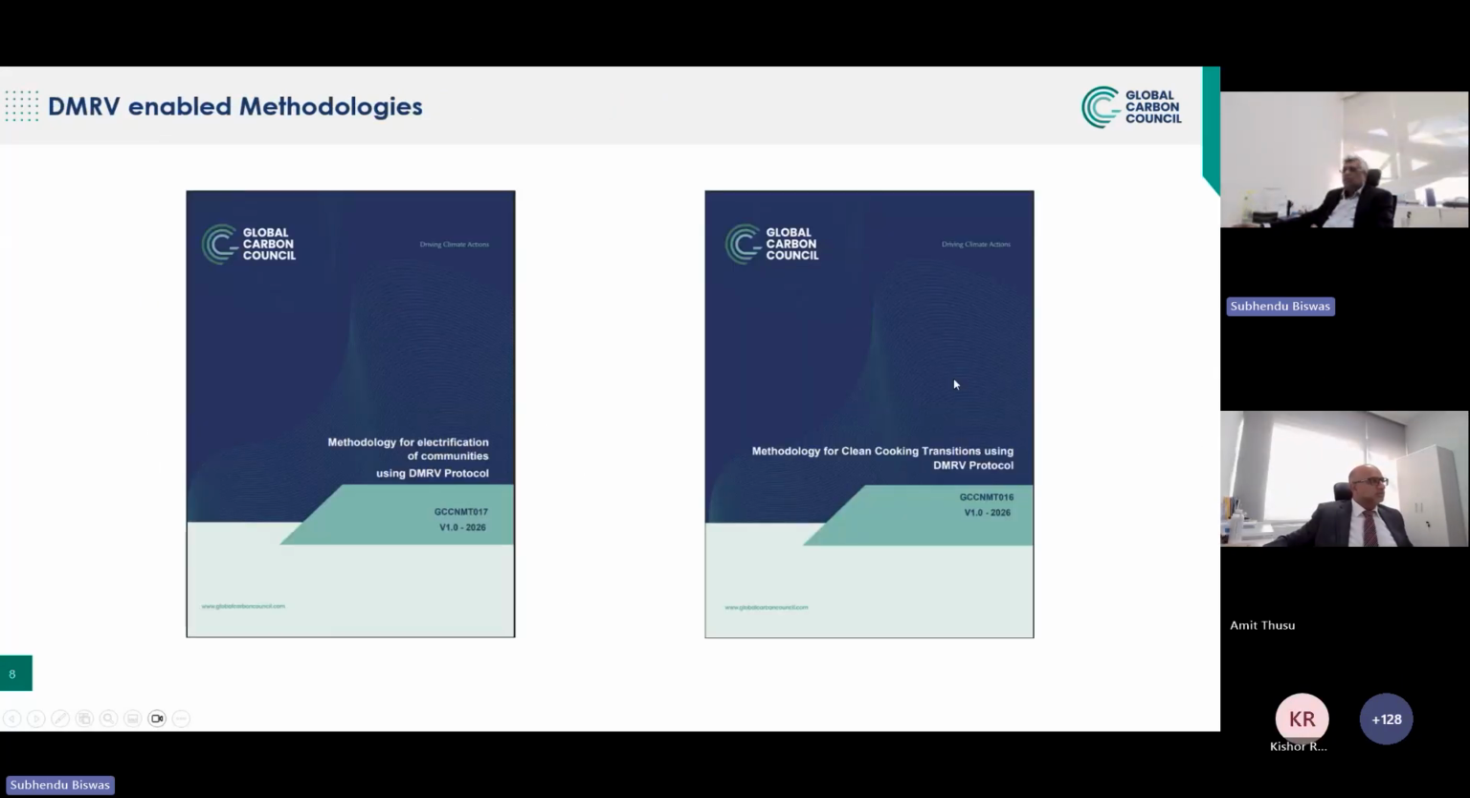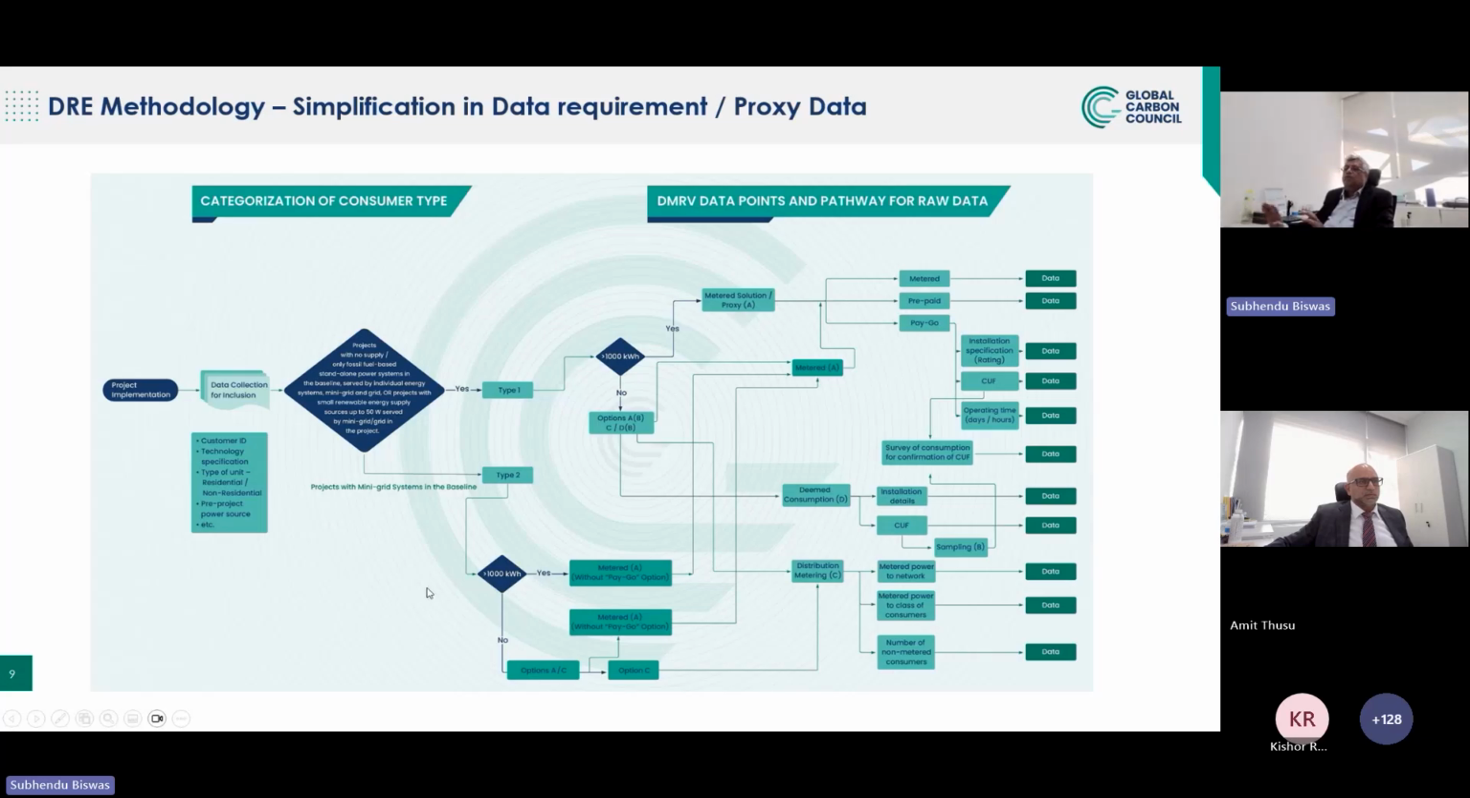There are two methodologies we've already published for stakeholder consultation, and maybe by the end of this week or next week, we should be able to publish it. One is for DRE, and the other is for clean cook stoves, clean cooking transitions. What are we trying to do? We are trying to make these methodologies as simple as possible.